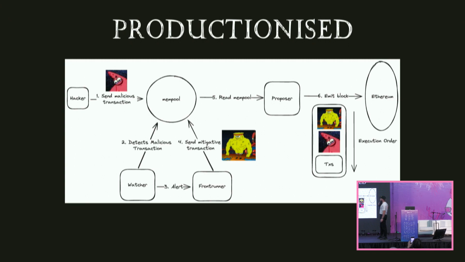So the hacker will send a malicious transaction to the mempool, and then you have some software that monitors the mempool. It would detect the malicious transaction and then send a mitigative transaction. So instead of front-running the hack with another hack, it will front-run the hack with a transaction that will pause the dApp. So when the proposer reads the mempool and executes the transactions in the same block, the hacker's transaction will be after the mitigative transaction, which means that the hack is resolved. The hack doesn't take place in the first place. And this is a quite good solution, right?